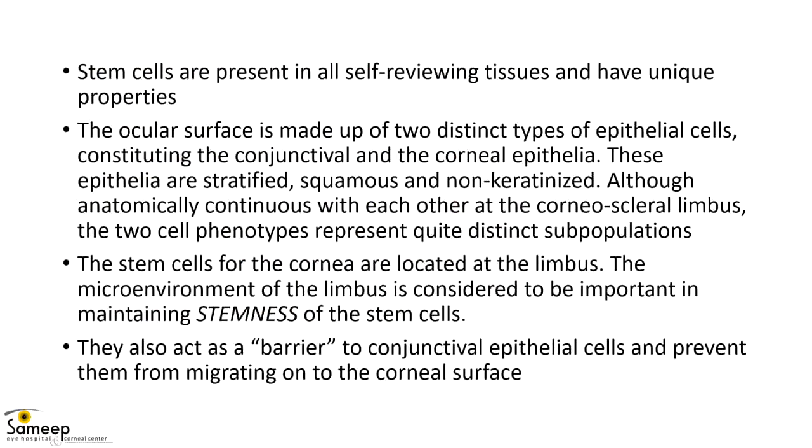Stem cells are present in all self-renewing tissues and have unique properties. The ocular surface is made up of two distinct types of epithelia, the conjunctival epithelium and the corneal epithelium. Though connected to each other, phenotypically both are very different. The stem cells of the cornea are located at the limbus. The microenvironment of the limbus is considered important in maintaining the stemness of these cells. They also act as a barrier to the conjunctival epithelial cells and prevent them from migrating onto the corneal surface.